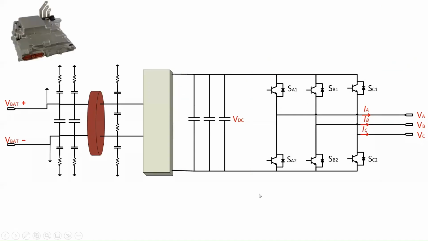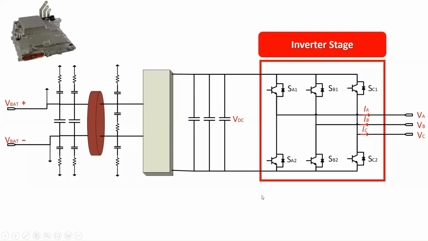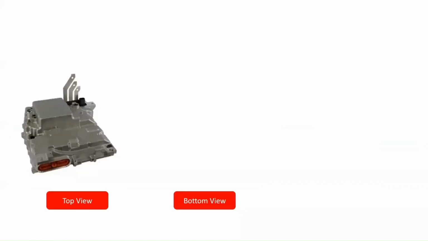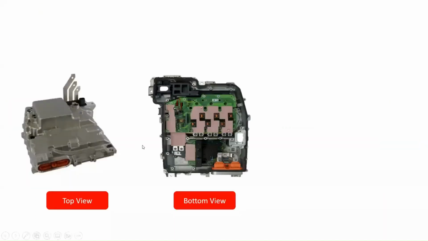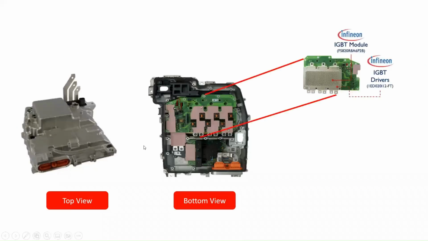The last stage, which is the inverter stage, initiates conversion via high frequency switching and delivers the inverted power to the load electric motor. The inverter stage consists of Infineon's insulated gate bipolar transistors, IGBT, with manufacturer number FSA20R08A6P2B, which is a 6-pack module optimized for 150 kilowatt inverters. Furthermore, 6 Infineon gate drivers with manufacturer number 180200112.